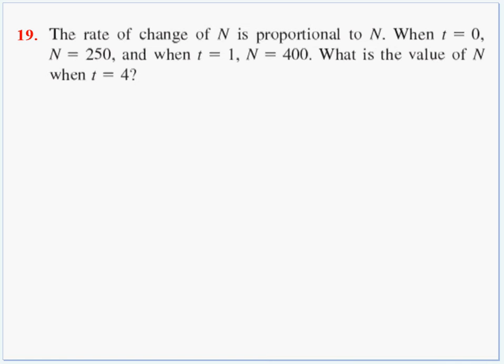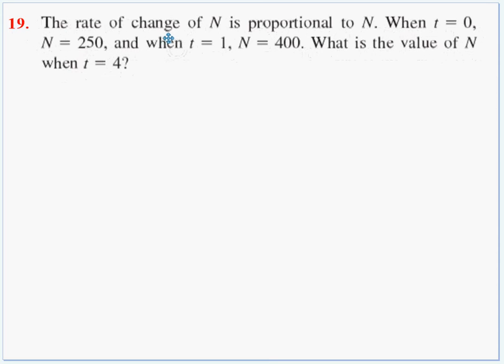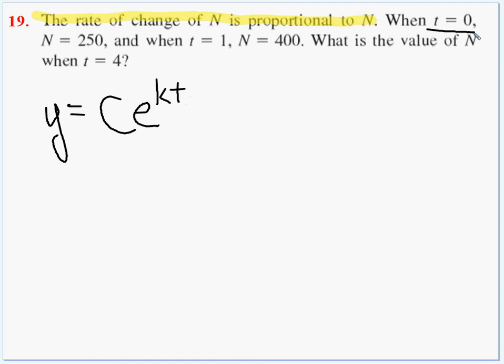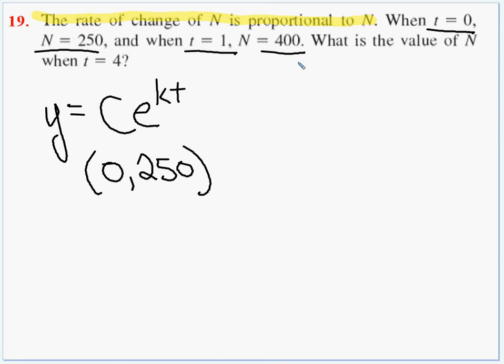Number 19. Okay, this is one of our y equals ce to the kt problems. It is a red one, so you can check out CalcView if you want. But it says here the rate of change of n is proportional to n. So this gives us the permission to use y equals ce to the kt. Remember, this is our formula with the calculus baked in. When t is 0, n is 250, so they did give us a point, 0, 250. And t is 1, n is 400, so we do have a second point. What is the value of n when t is 4? So they did give us 1, 400. And our end game is finding 4, question mark.